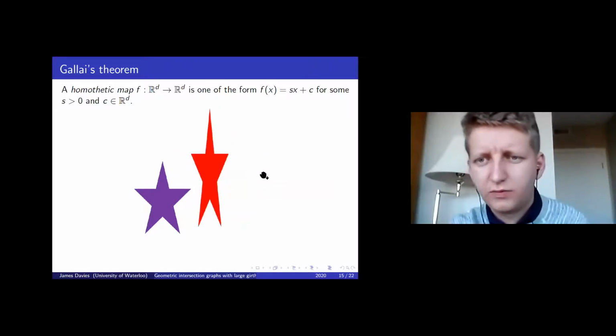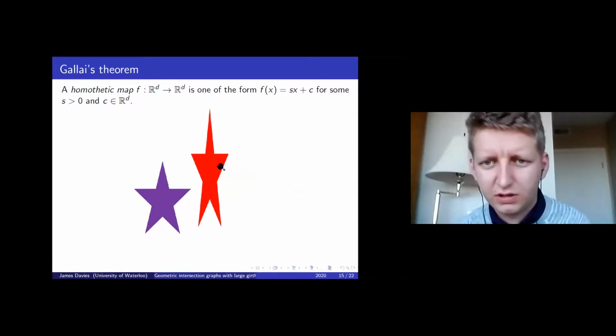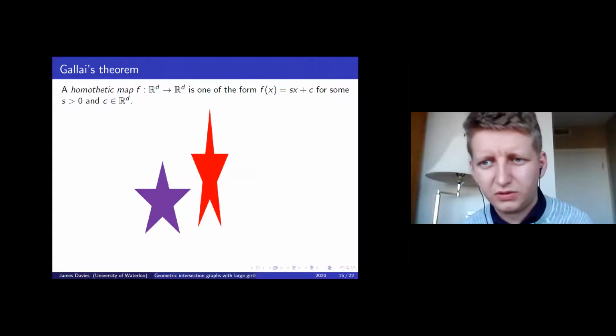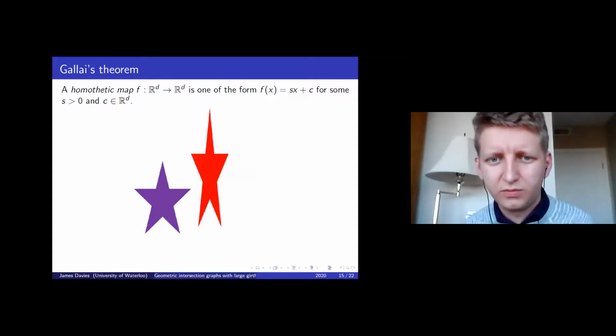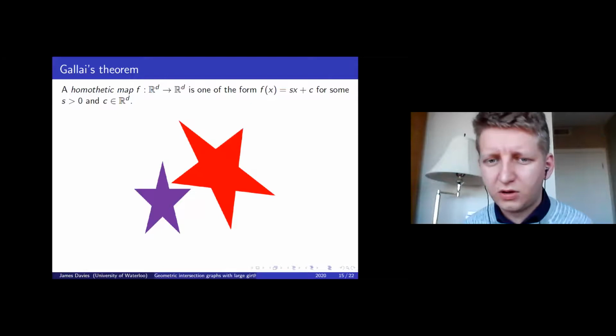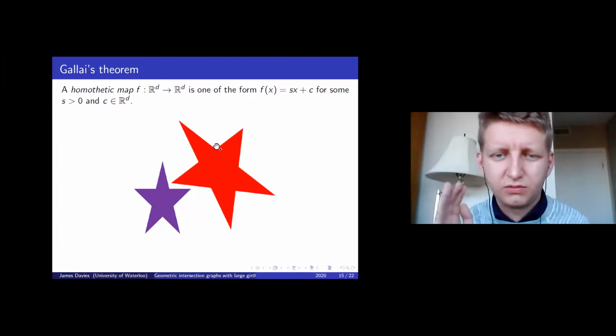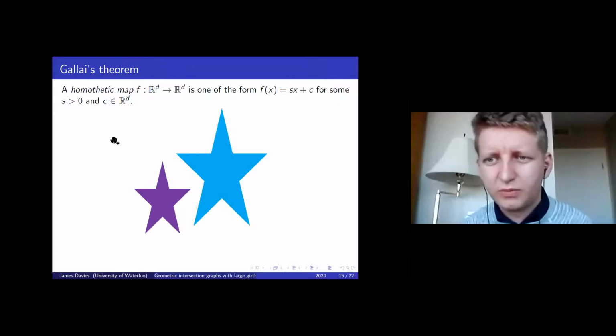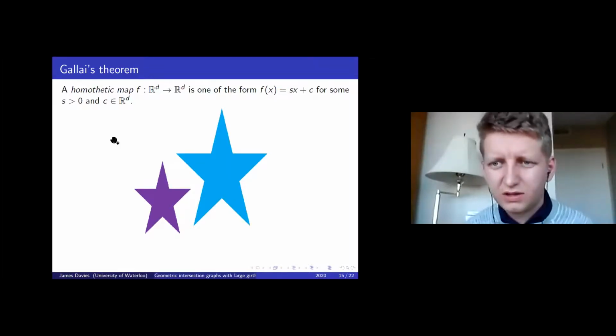An example of something that's not a homothetic copy is this red star. And that's just because we've scaled it in the vertical direction, but not horizontal. So the scaling here is not uniform. So this isn't a homothetic copy. Another thing that's not a homothetic copy is this star. We've done uniform scaling, but we've also done this rotation, which we're not allowing. So in general, homothetic copies are just ones obtained by uniformly making them bigger, uniform scaling, and a translation.